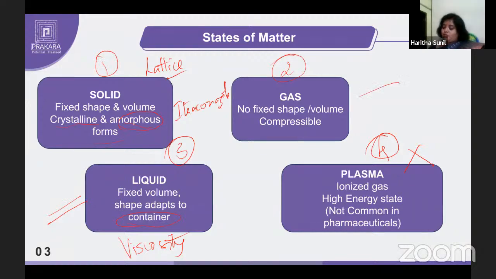And then coming to the gaseous state, the state of gas has no fixed shape and volume. Gases are highly compressible, right? They occupy the entire volume of the container. Pressure and volume are inversely related. Which law supports this? You would have studied it already in your PP1.